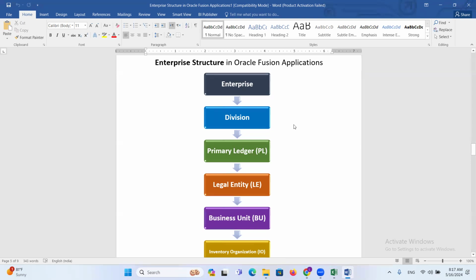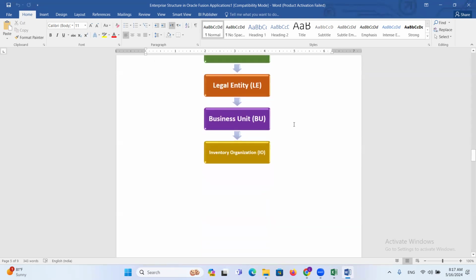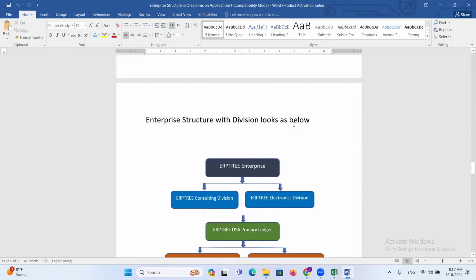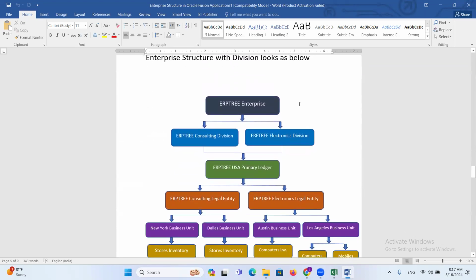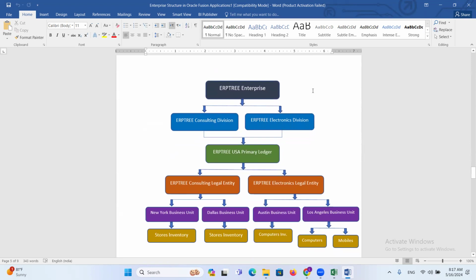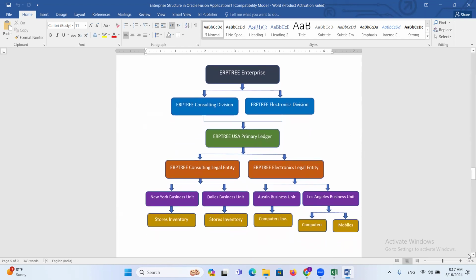Now, take an example: the client is operating the business in one country, that is the US, and they have two divisions. They have two separate registrations, and they are operating the business in four locations with different warehouses. If that is the use case, this is how the enterprise structure looks.